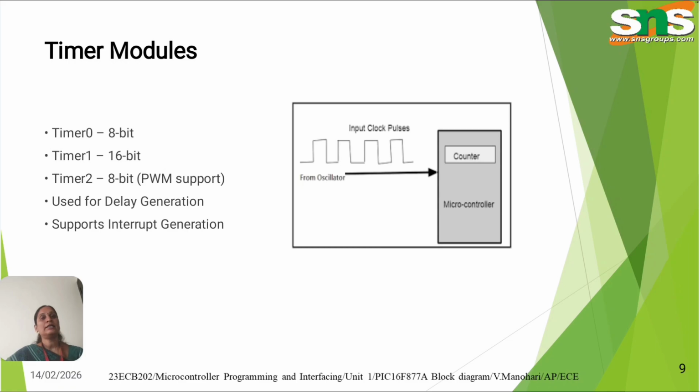Next, move on to timer modules. It contains 3 timers: Timer 0, Timer 1, and Timer 2. Timer 0 is 8-bit. Timer 1 is 16-bit, and Timer 2 supports PWM operation. It is also 8-bit. Timers are mainly used for delay generation, event counting, and interrupt generation.